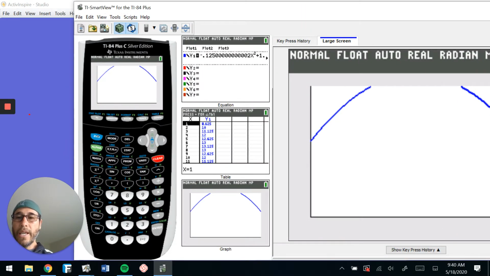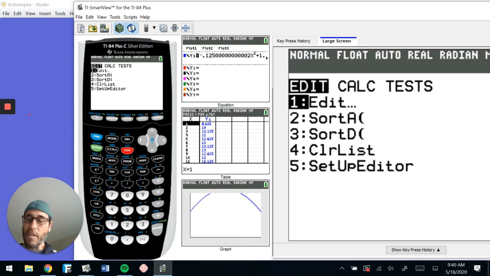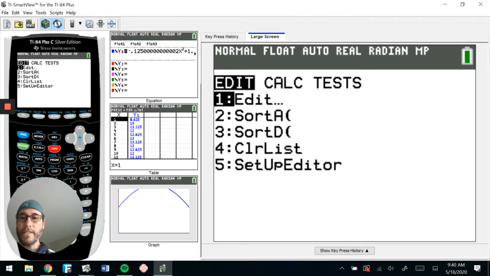So what we're going to do is I'm going to clear my screen so I get a nice, pretty screen to look at, so we can hit second quit. Okay, sweet. It is clear as can be. And then we're going to hit the stat button. Our calculator is going to beautifully make a quadratic equation using those points that they just gave us. Now, we're -2 and 1.